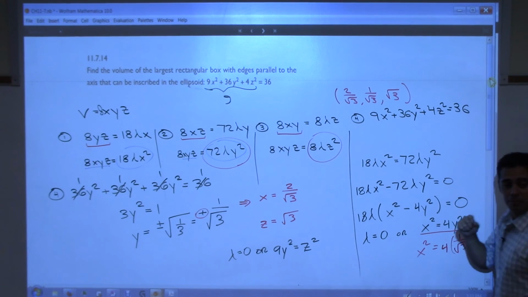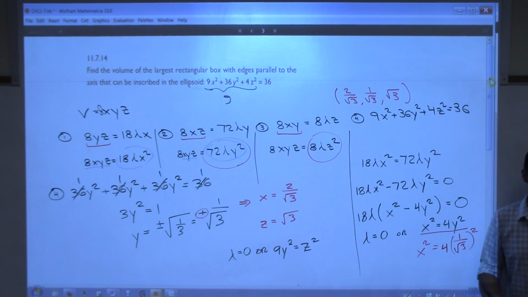Is it because, when you were talking about how we only look at the positive because it's in the first octant, could we just say it's because the volume couldn't be negative? Yeah, that's the same thing. That's why we were saying first octant. Yeah, because we don't want negative volume.